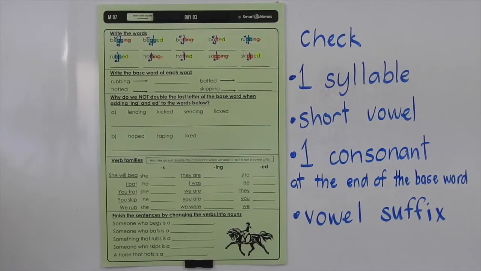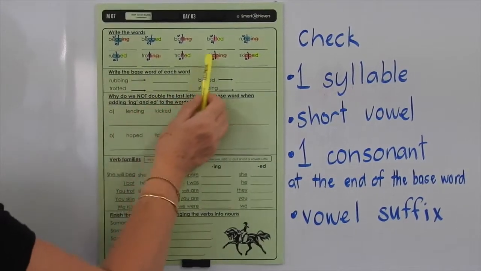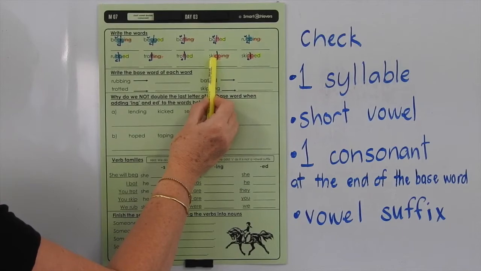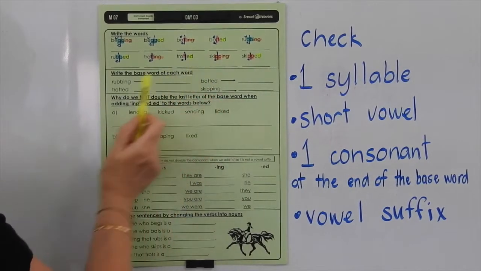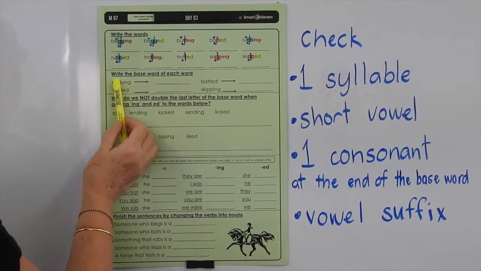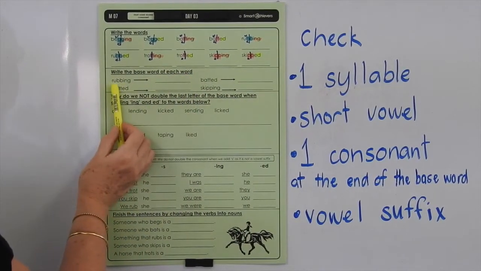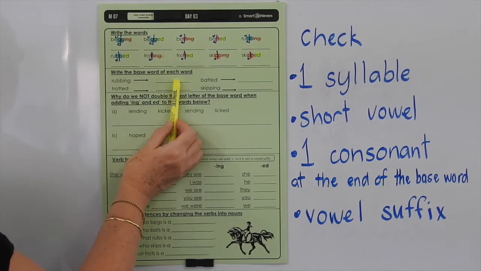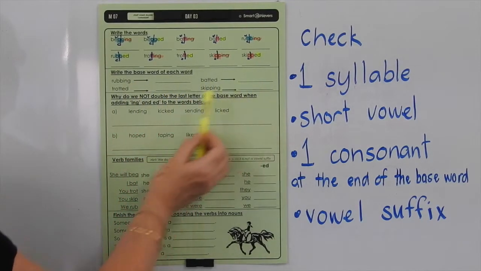Okay, so let's have a look at what else is happening in these words. We've got the K before an I for the kut sound. We've already covered that. I don't think there's any other tricks in there. So write the base word of each word. So rubbing comes from the word rub. So you have to just write the base word on those lines.